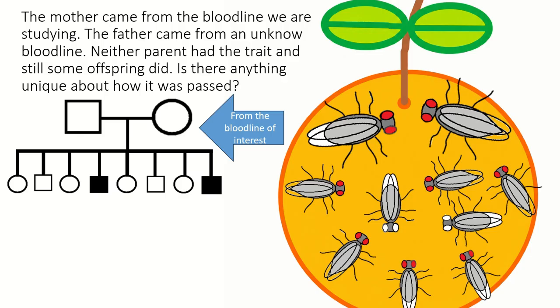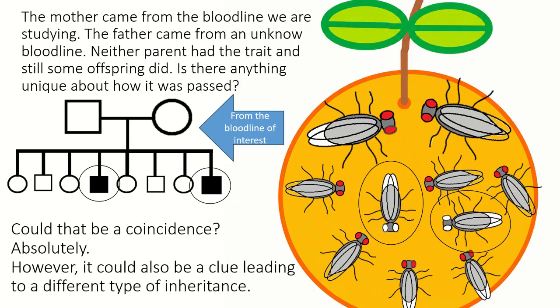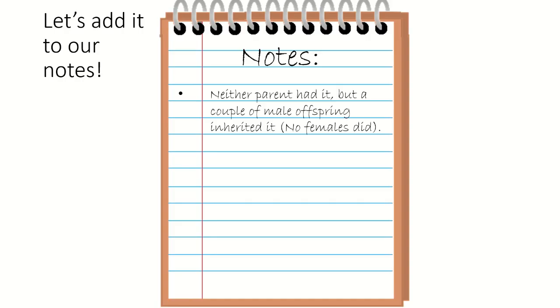We took a daughter, right here, and when we crossed the daughter with a male that had red eyes, two sons ended up with the white eye trait. Now, could that be a coincidence that they were both boys? Yeah, it could, but no daughters got it, so it's worth noting. Okay, we know that mom carried it because of her bloodline, but the dad didn't have it, and two sons got it. No daughters did. Okay, so we'll put that in our new notes.